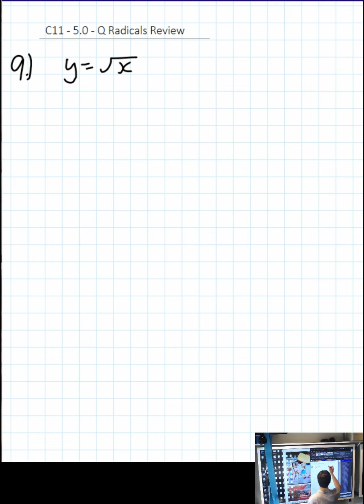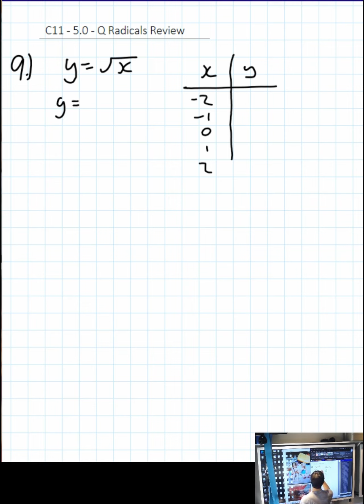So let's make a table of values off to the right. Let's say x and y. And let's say negative 2, negative 1, 0, 1, 2. So let's take the first value and substitute it in. Back to the left, y equals root negative 2. Can we square root a negative? No. We're going to get no answer there for negative 2, DNE, and negative 1 will be DNE as well.